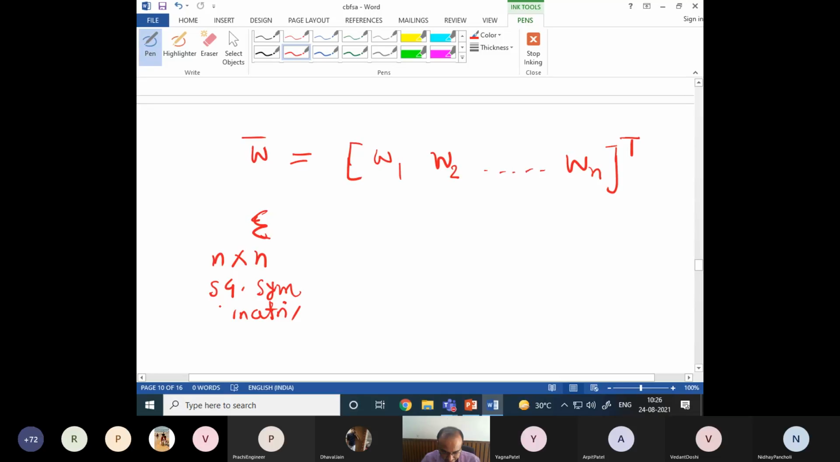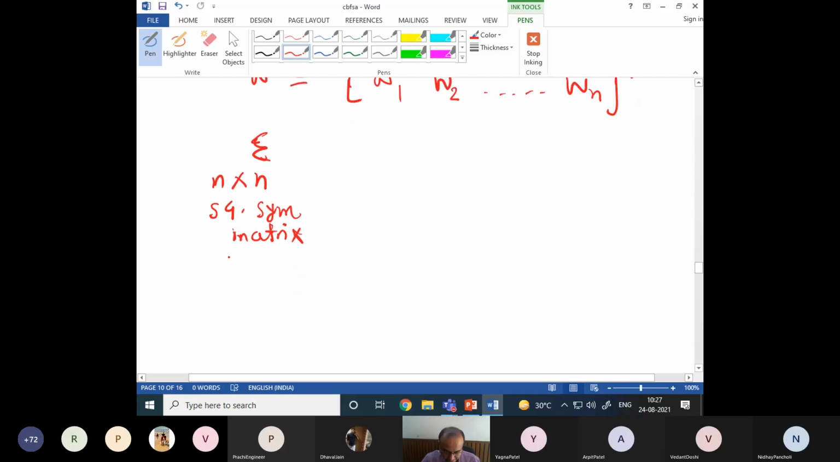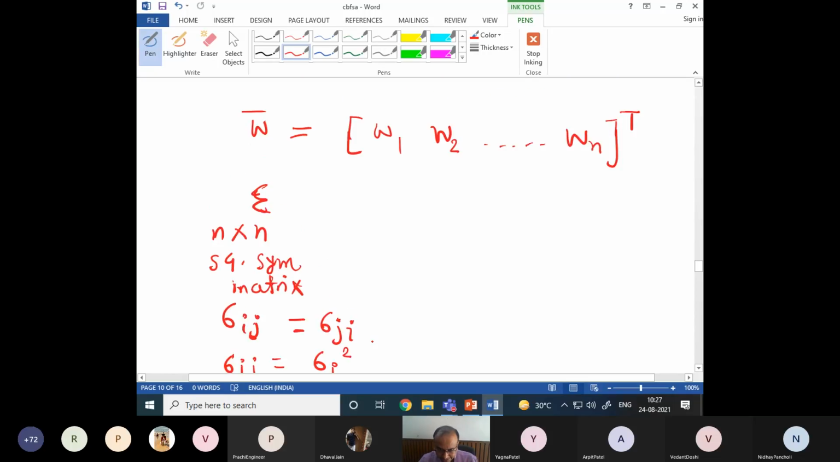And it is a square symmetric matrix because we have this property of the variance and covariance, that sigma ij is always equal to sigma ji, right? And sigma ii, if I have i equal to j, then it is equal to sigma i square. So this covariance matrix is very important.